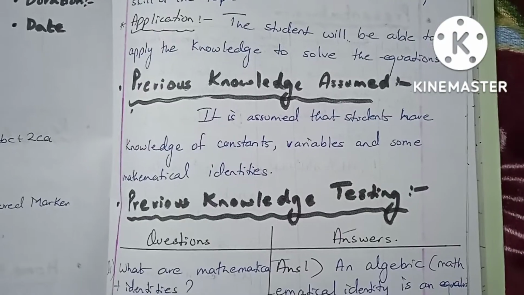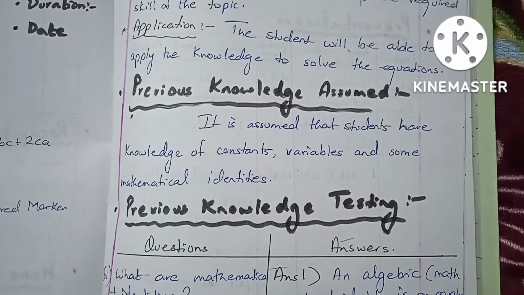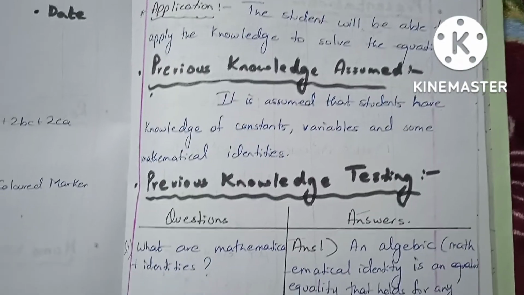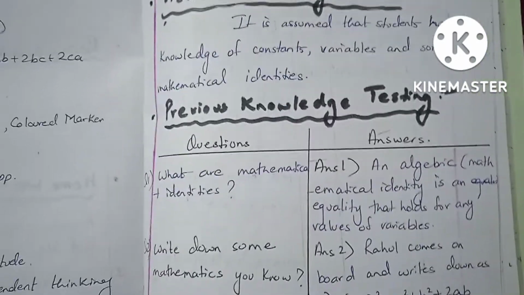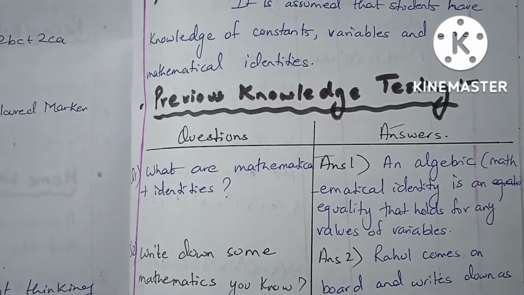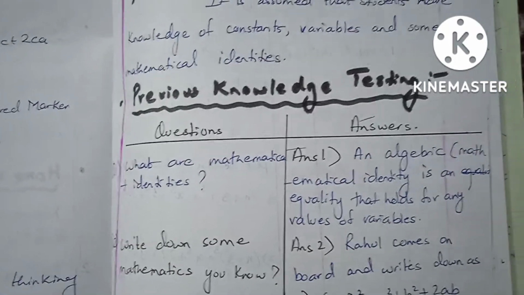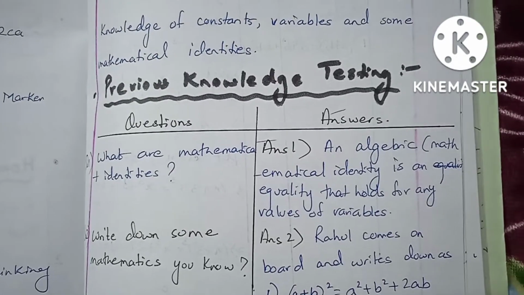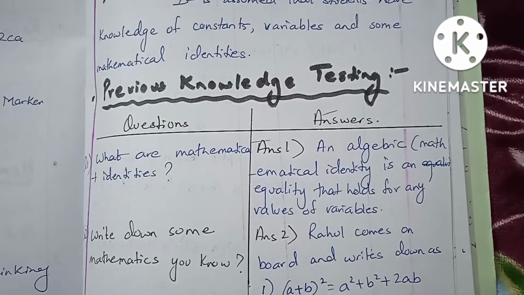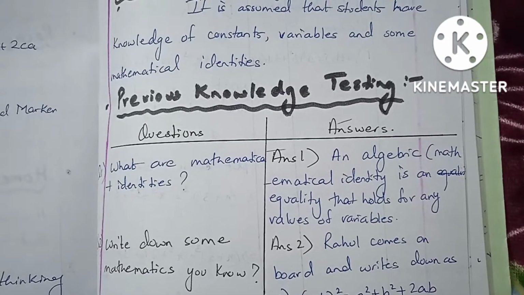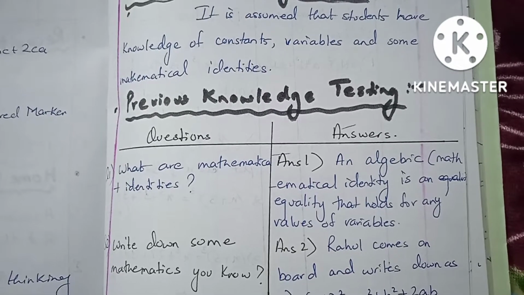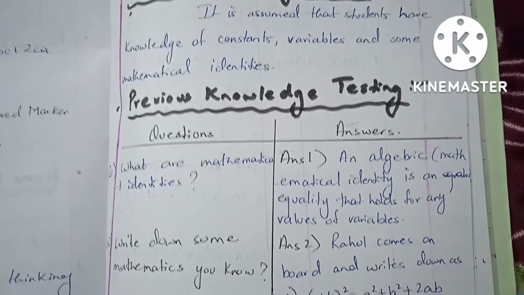Previous knowledge assumed: it is assumed that students have knowledge of constants, variables, and some mathematical identities. For previous knowledge testing, the teacher asks the question, what are mathematical identities? And students give the reply: an algebraic mathematical identity is an equality that holds for any value of variables. Identities are also known as sarv samikaye in Hindi.